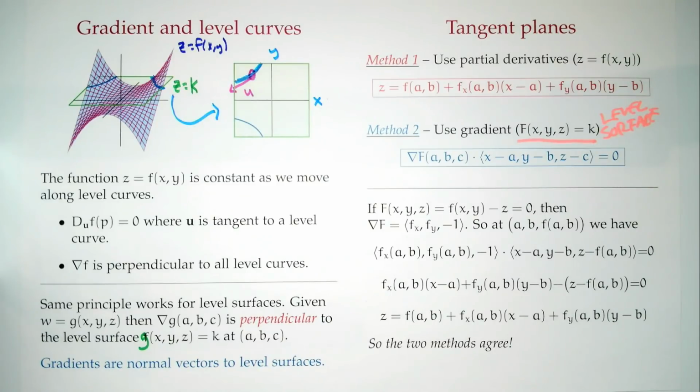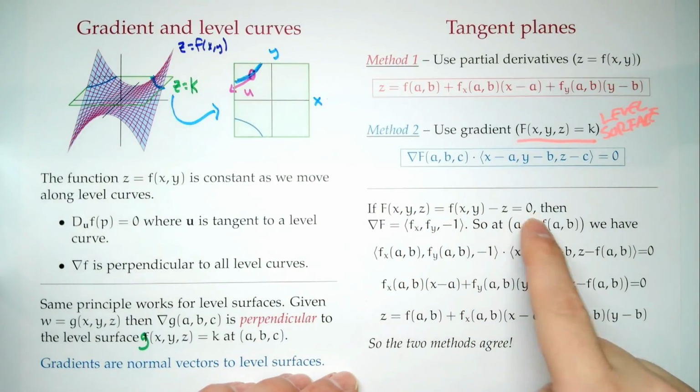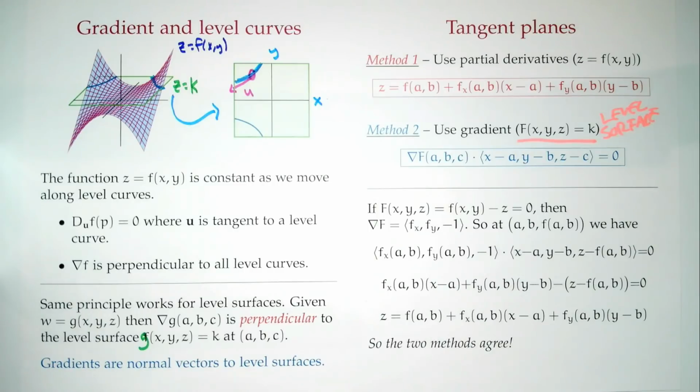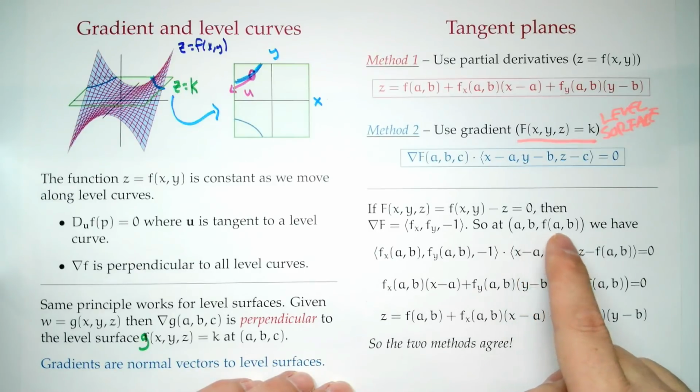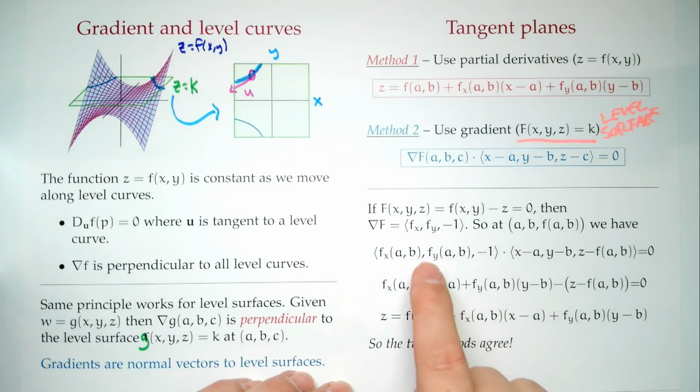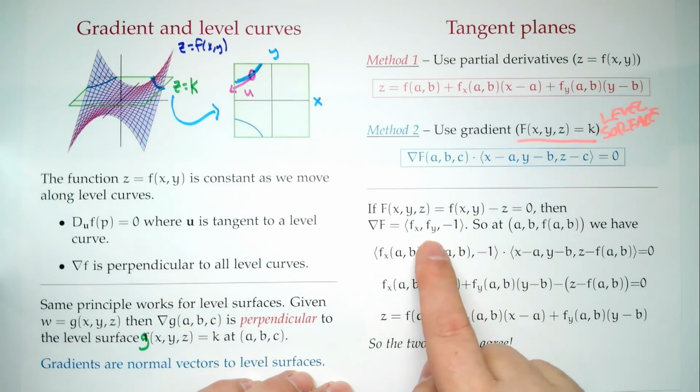Now, to say that they're compatible says what? Well, suppose for a second I'm in the setting z is f of x, y. What I can do is create a new function called capital F, which is little f of x, y minus z. And then I say, I just want to know, when does this equal 0? So, what do I need? Well, what's my point? X equals a, y equals b, and z is f of a, b. What's my gradient? Well, partial f partial x, partial f partial y, -1.